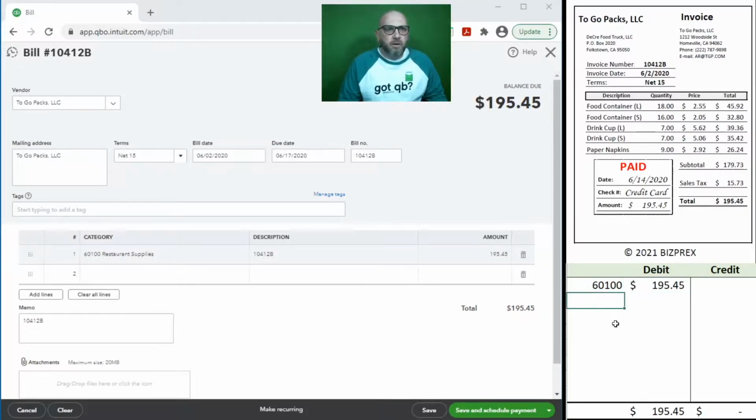All right. What else is going on? Well, our accounts payable account is going up as well, right? We owe money to To-Go Packs. So here it is. This amount right here is a debit to account 6100, and it is a credit to account 2100, even though it's not showing up here, it is there. It's important to remember that by booking this transaction, it is still part of double entry accounting. Even though we're entering it once, it is a debit to account 6100, and it is a credit to the accounts payable account. In our case, it's 2100. Okay, let's go ahead and save it.